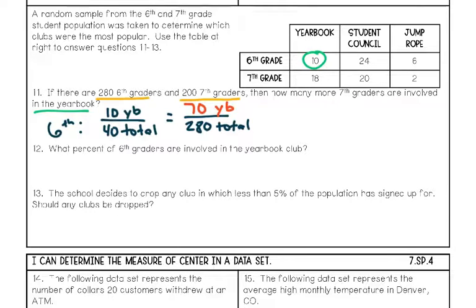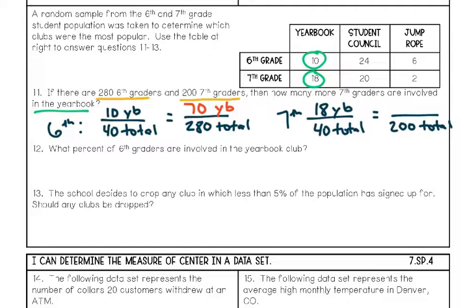Now let's do the same thing for seventh grade. I got my first fraction, 18 seventh graders in yearbook out of the 40 that were sampled in total. And then that's going to set up a proportion out of 200 because there's 200 seventh graders total. Once I've set up my proportion, I'm going to cross multiply to solve. So I'll circle the numbers across from each other and multiply, and then divide by the number that's left. So I discovered that there are 90 seventh graders involved in the yearbook in total.